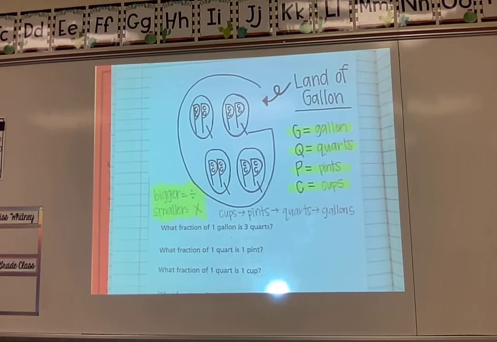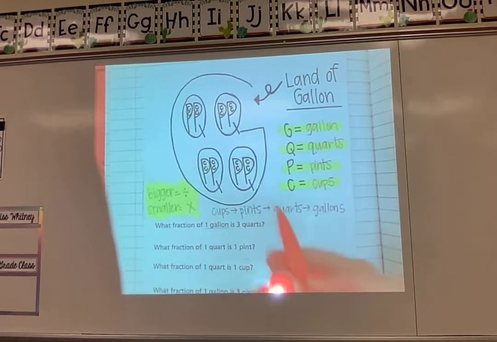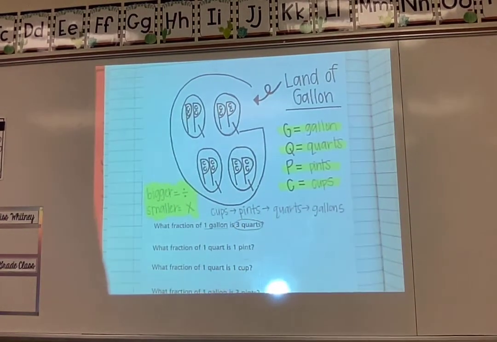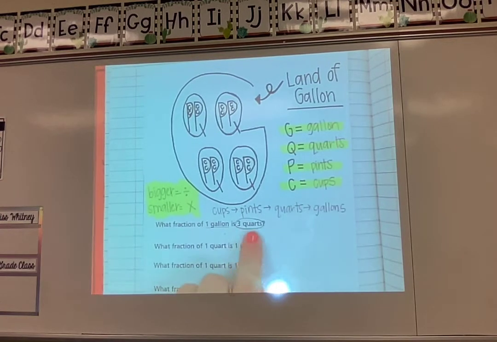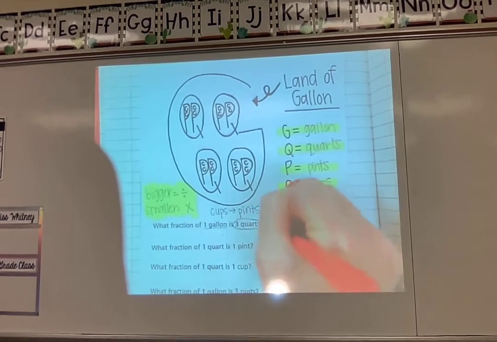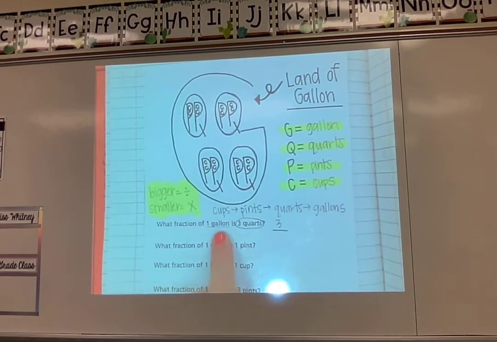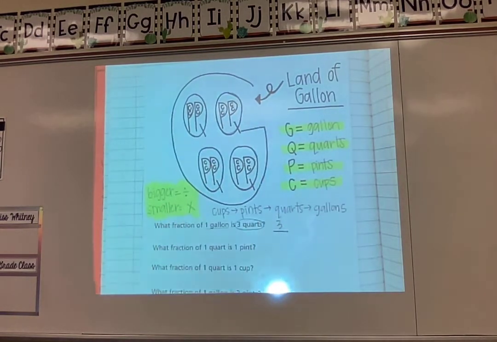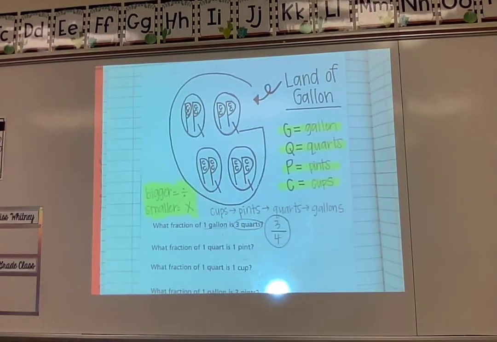Alrighty, let's see if we can do some things with this information. The first one says, what fraction of a gallon, so I'm looking at the whole gallon, is 3 quarts? So, how many quarts do I have? The question tells me I have 3 of them. So 3 is my top number. And then I have to look for how many there actually are. So how many quarts make up 1 gallon? Well, 1, 2, 3, 4. So I'm using 3 out of 4. So that would be 3/4.